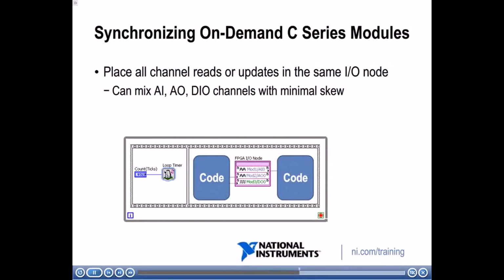The way that you would synchronize on-demand C-series modules is you would place all the channel reads and updates in the same I/O node. If you take a look at this block diagram, you can see that in the while loop, we've got the loop timer to time our while loop. And then we see that all of our I/O that we want to synchronize is placed in the same FPGA I/O node. Okay, so you can mix analog input, analog output, and DIO channels with minimal skew.